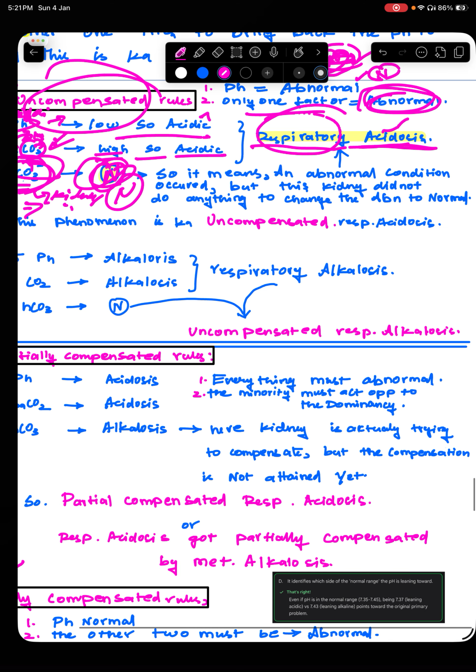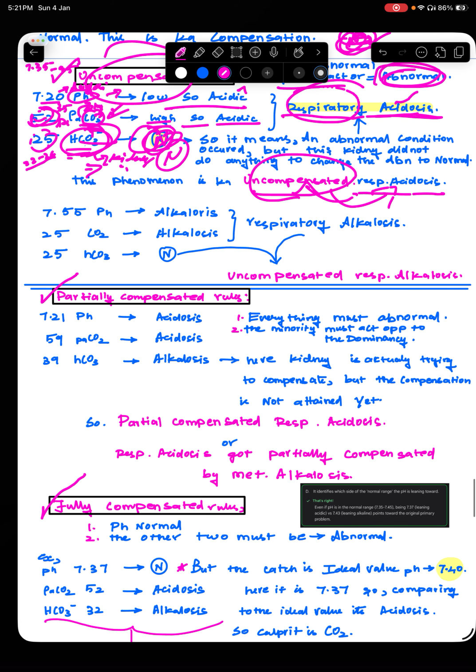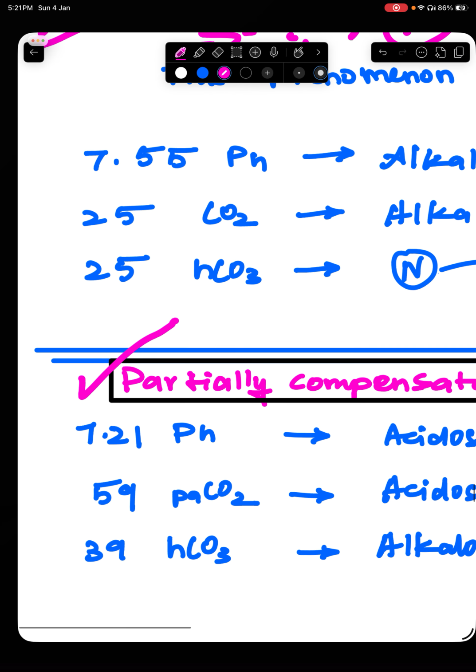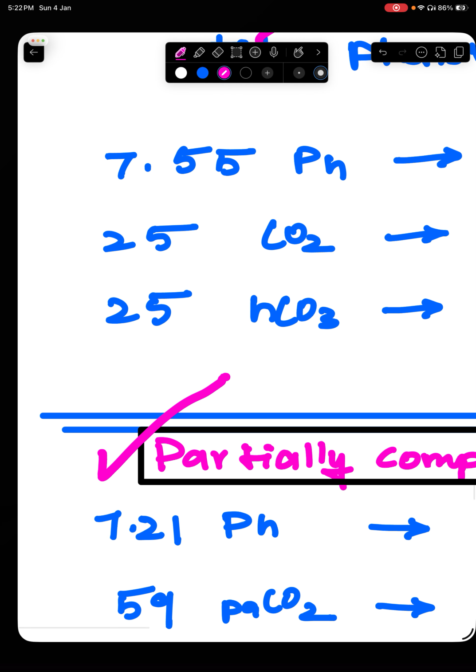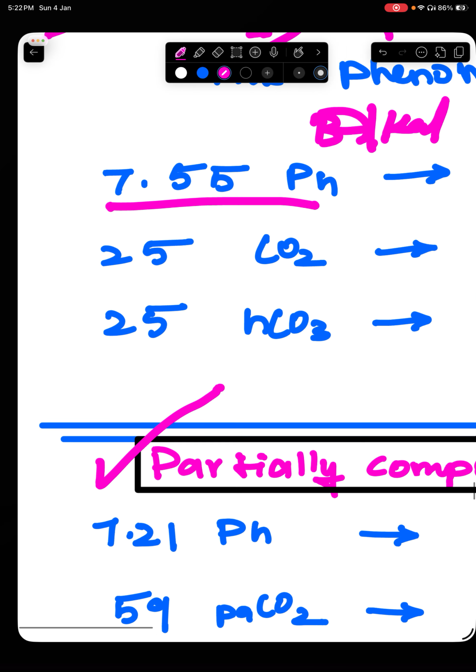So what do we call this full condition? Acidosis, and the basic thing is uncompensated. So it is uncompensated respiratory acidosis. Okay guys, let's take this example: 7.55. What is this pH? It is more than normal, so it means alkalosis.